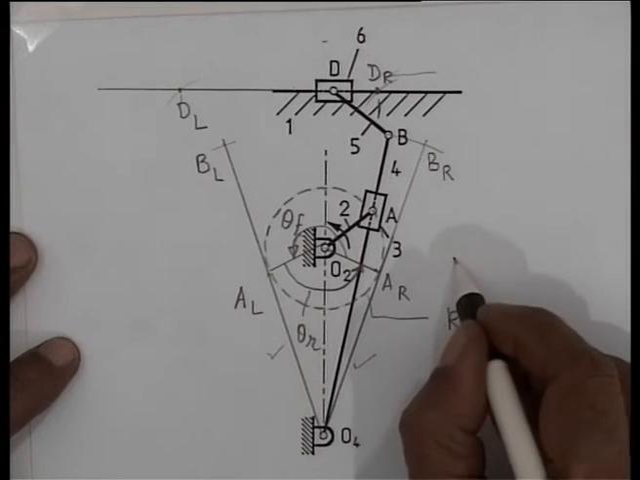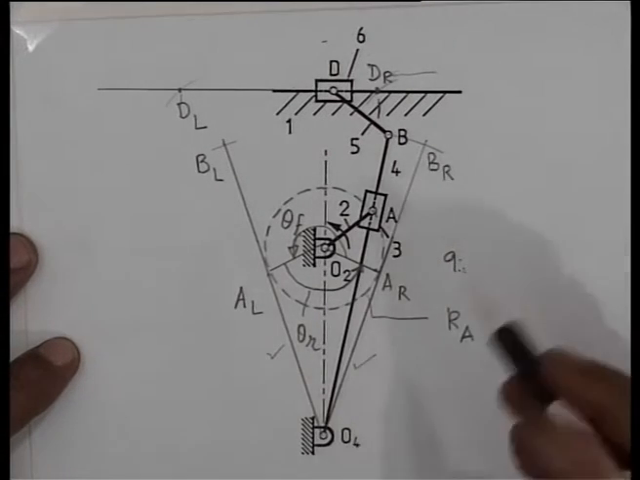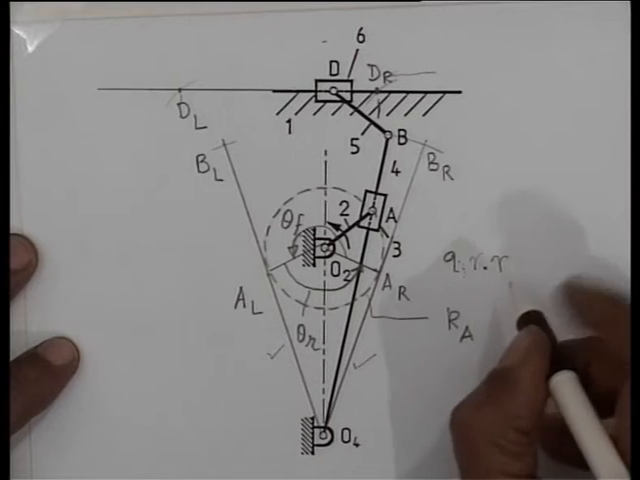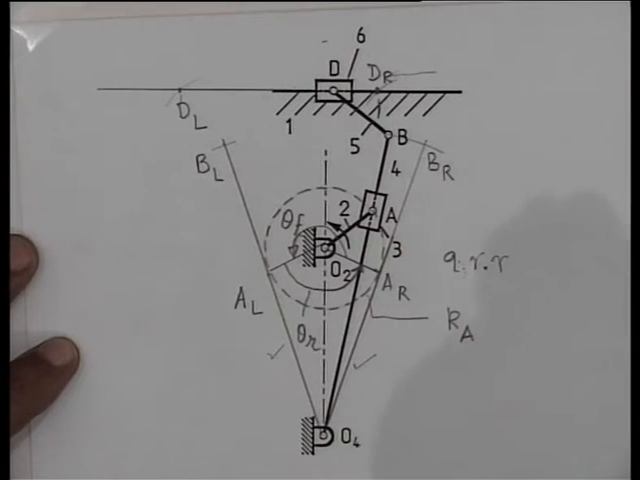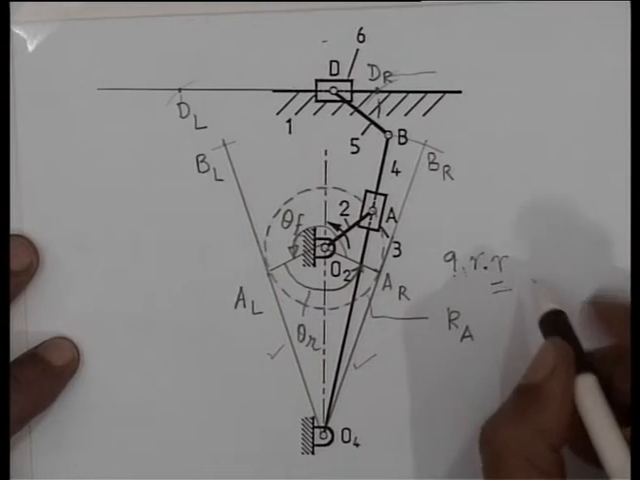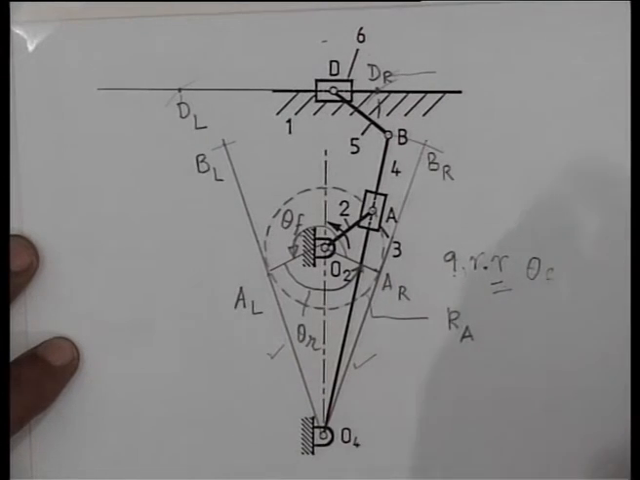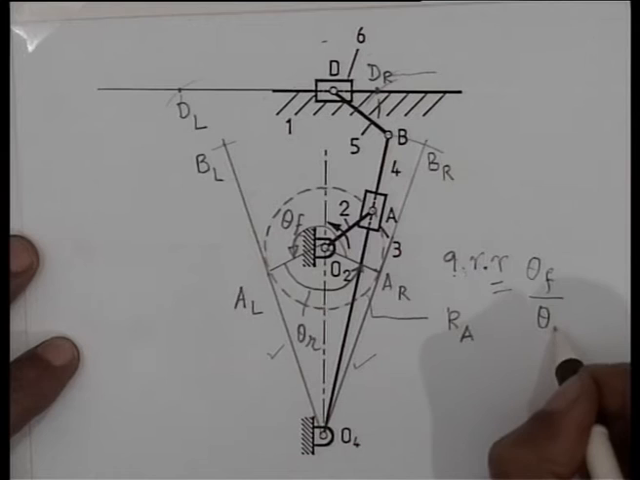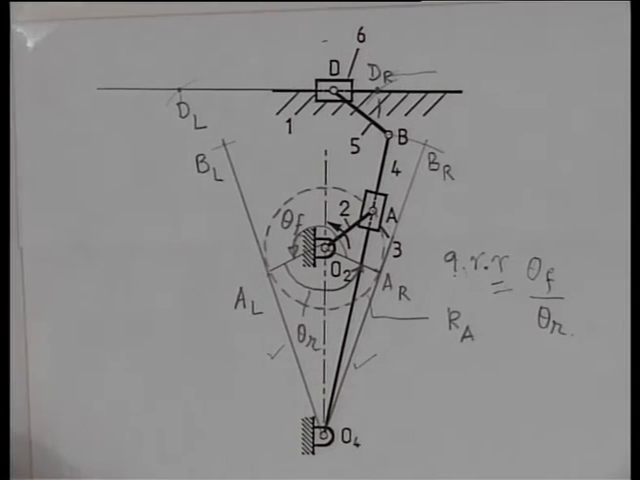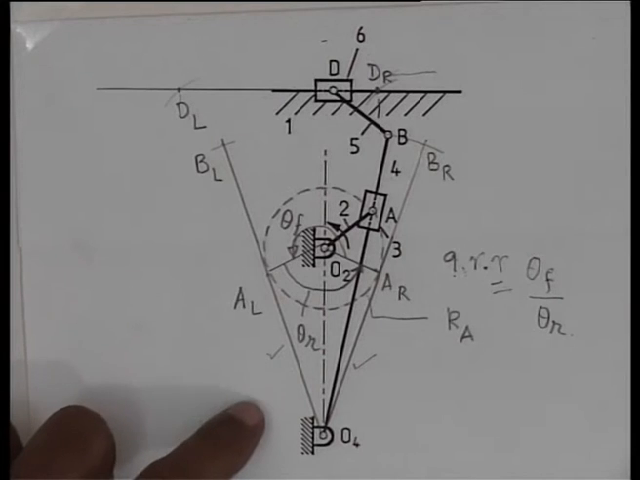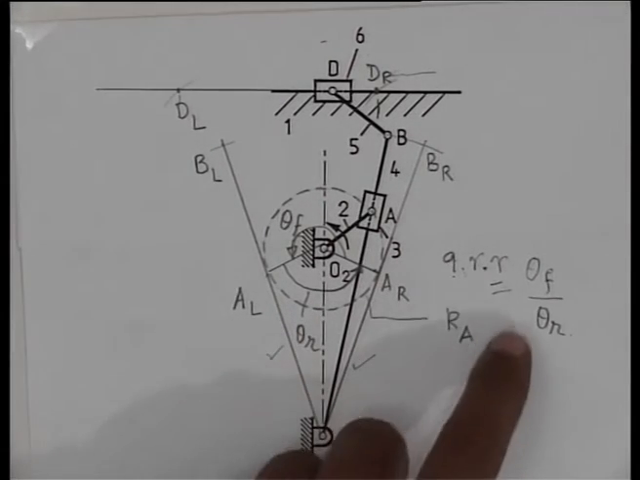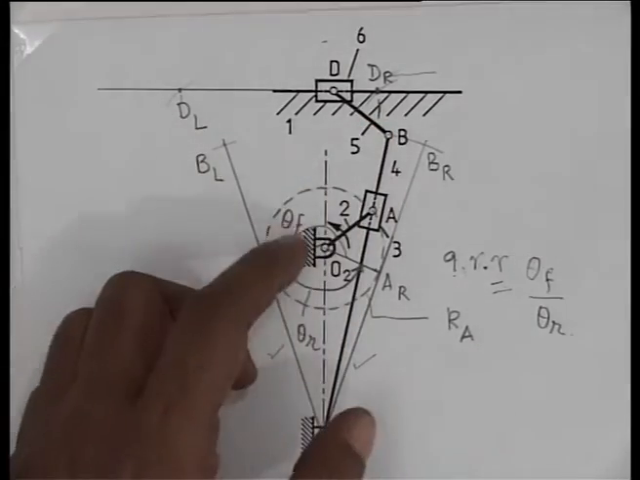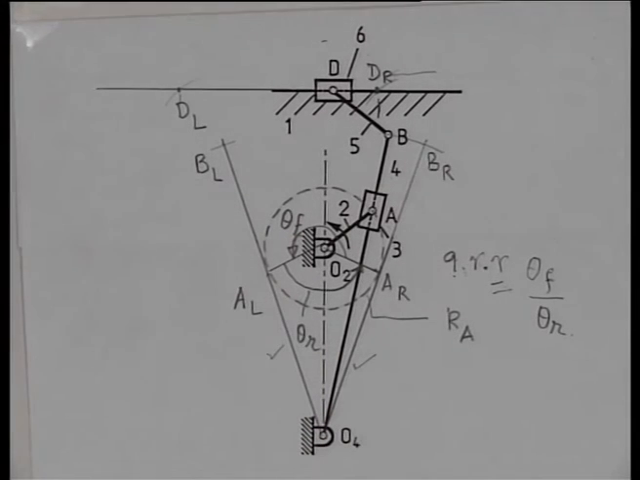So, we can easily determine the quick return ratio QRR as the ratio of the angles theta f divided by theta r. So, we have solved the problem. We have determined for this given slotted lever quick return mechanism the quick return ratio given by theta f by theta r and the stroke of the tool as dr dl for the particular given mechanism.